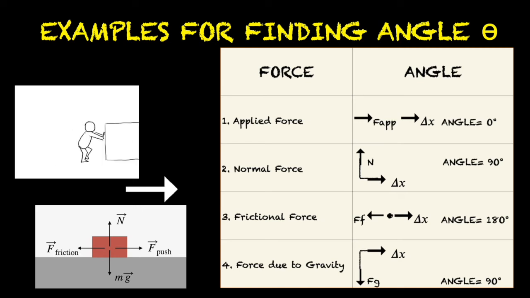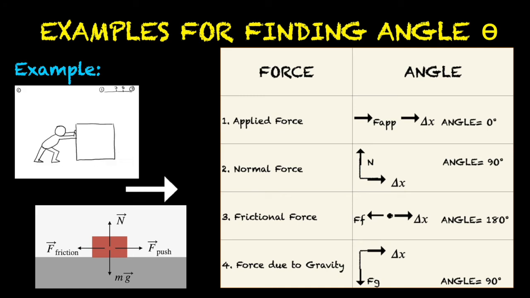Always keep in mind that the displacement acts to the right. So let's go look at the first force, which is the applied force. The applied force, according to the free body diagram, acts to the right, and remember our displacement is also to the right. And there is no angle being created here. So the angle that we say we are using is angle 0.